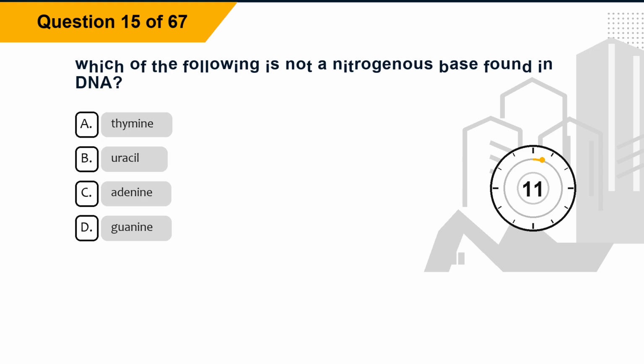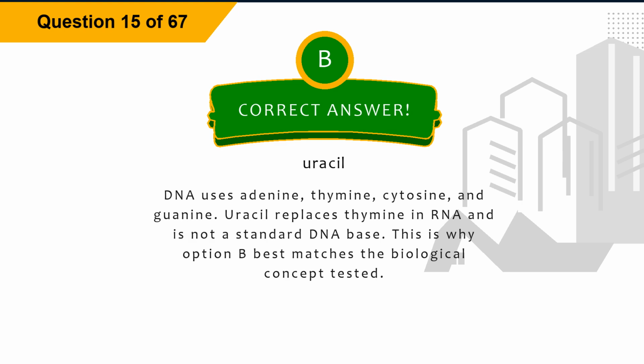Question 15. Which of the following is not a nitrogenous base found in DNA? Option A, thymine. Option B, uracil. Option C, adenine. Option D, guanine. The correct answer is option B, uracil. Explanation. DNA uses adenine, thymine, cytosine, and guanine. Uracil replaces thymine in RNA and is not a standard DNA base. This is why option B best matches the biological concept tested.